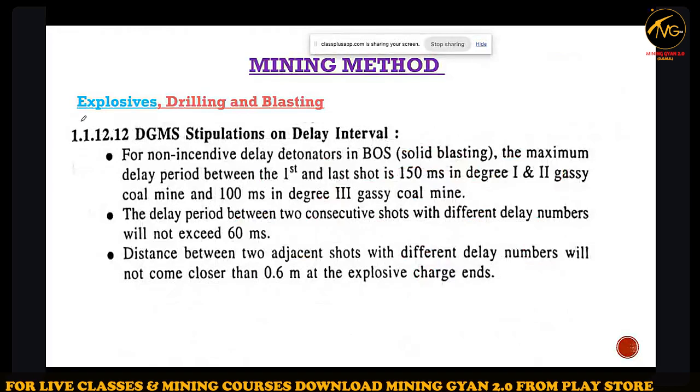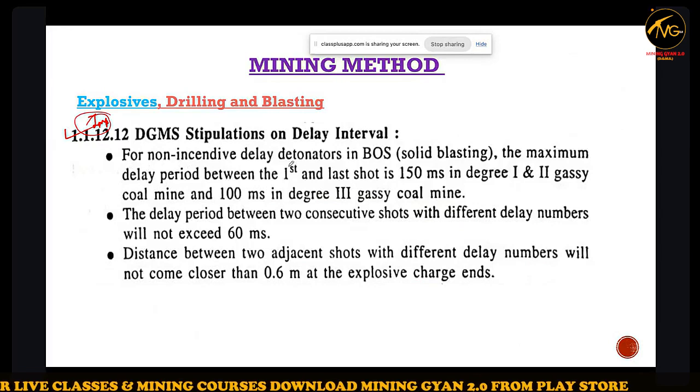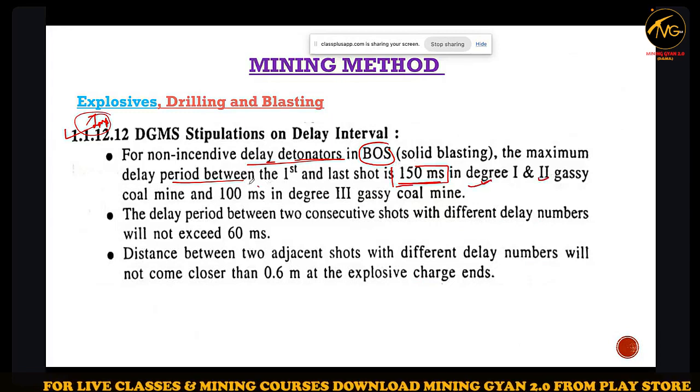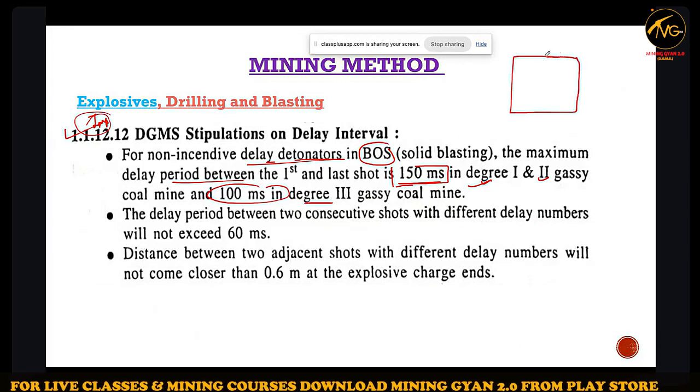This is important because this is DGMS. For non delay detonator, for the BOA it is solid blast. The maximum delay period between the first and last shot is 150 millisecond in degree 1 and degree 2, and 100 millisecond for degree 3. What do you understand from it?